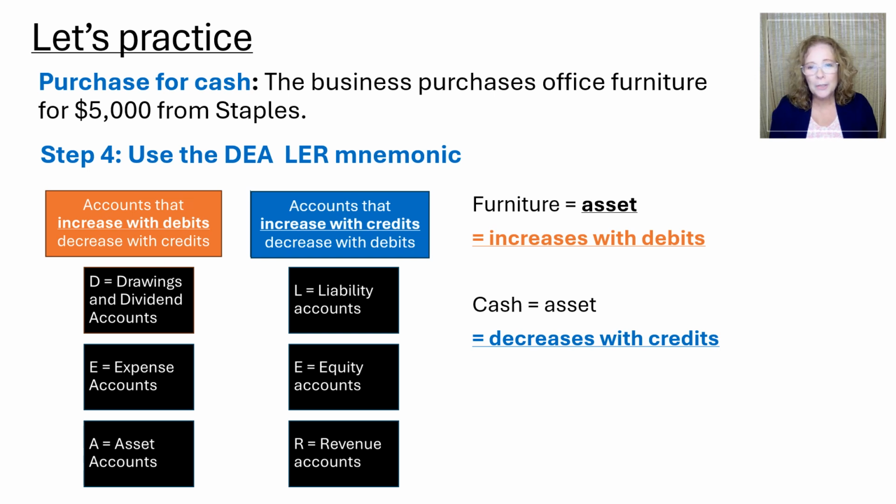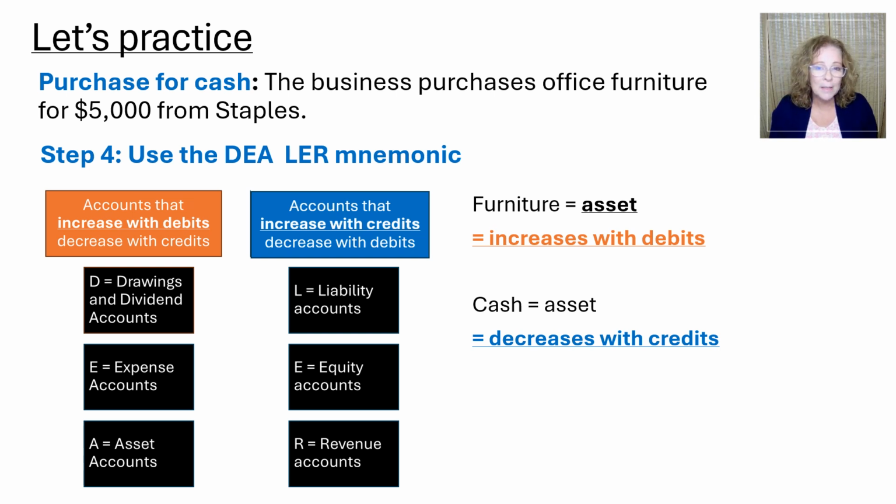In step 4, we're now ready to apply the dealer mnemonic. On the left side, for the first 3 letters of the word dealer, we have drawings or dividends, expenses, and assets. These are categories of accounts which increase with debits. Do these accounts only increase with debits? No. If these categories decrease, they decrease with credits. On the other side, the right side, we have the last 3 letters of the dealer mnemonic, LER. L is for liability, E is for equity, and R is for revenue. These type of accounts increase with credits.